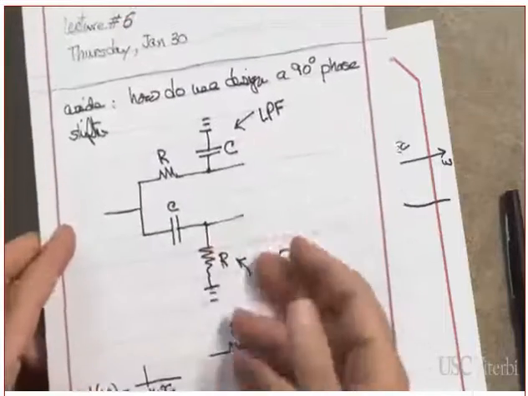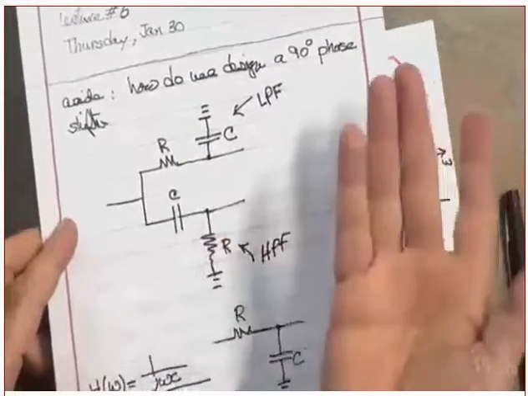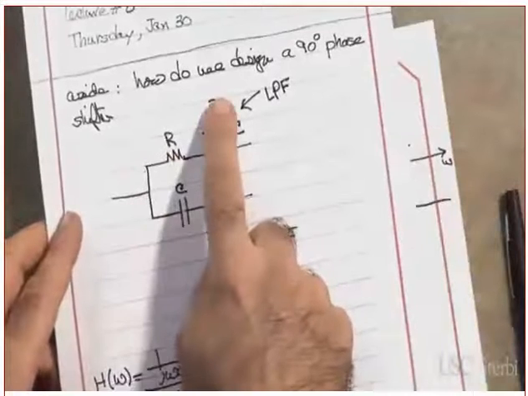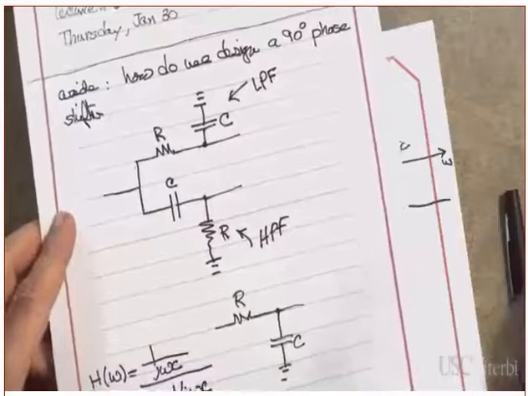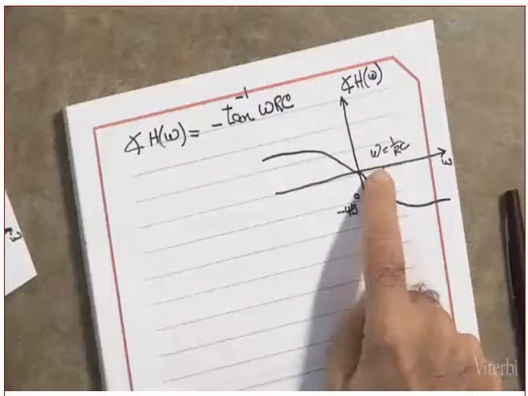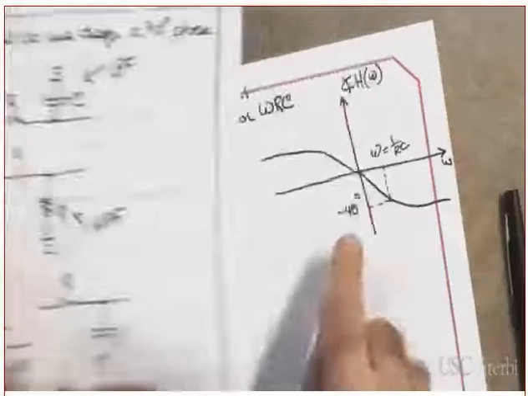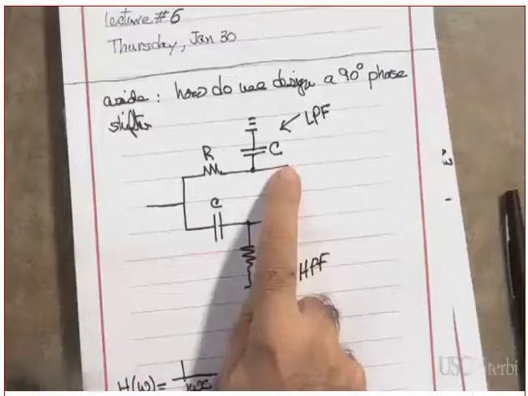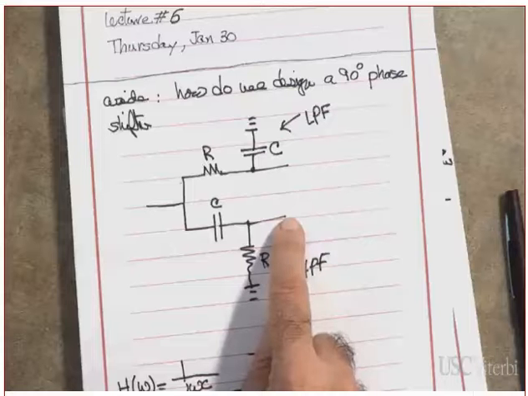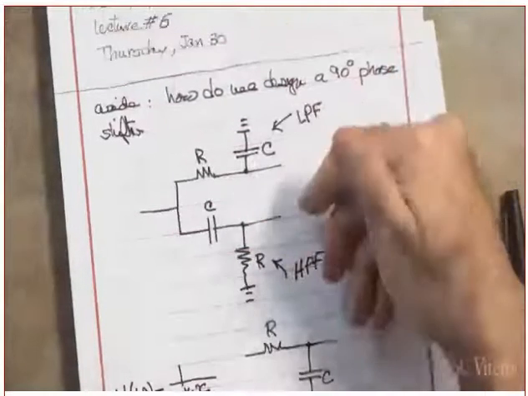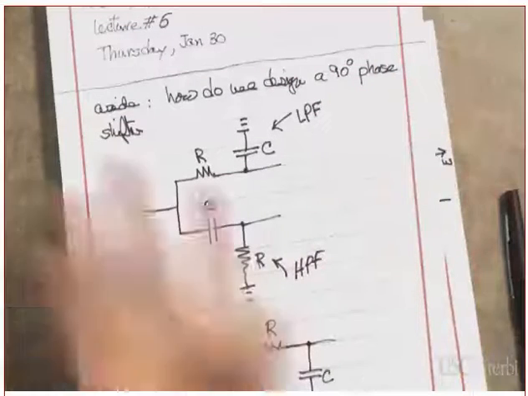Do I need to show it to you, or let me assign this for homework? But did you get the idea? I showed you the low pass filter. If you do the high pass filter, you will see that omega naught will still be 1 over RC, but the phase is plus 45 degrees at omega naught. And here I will get minus 45 degrees at omega naught. What is the phase difference between them? 90 degrees, which is what I'm looking for.